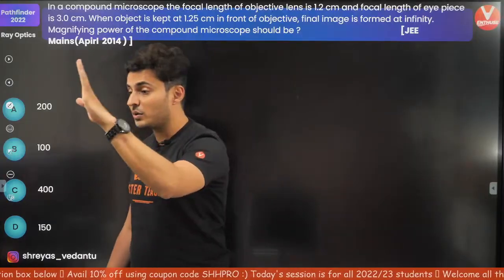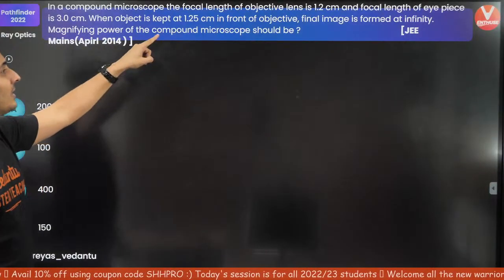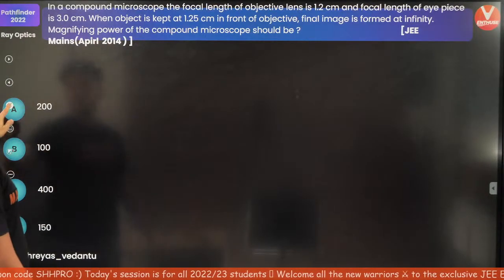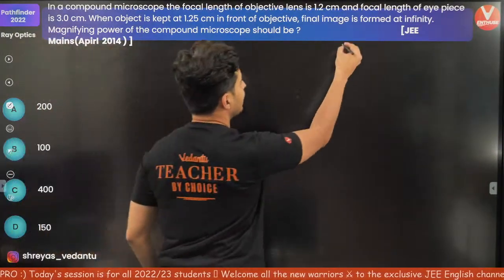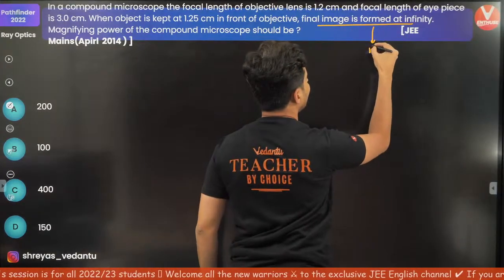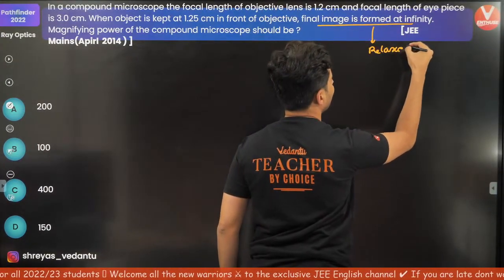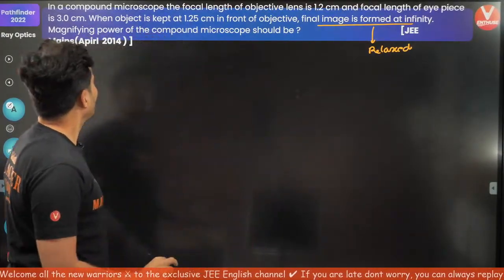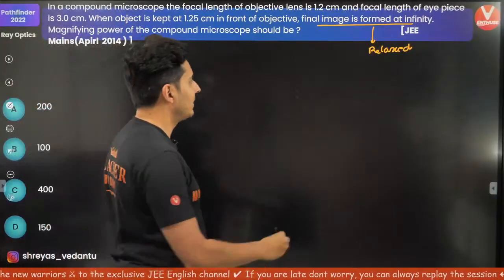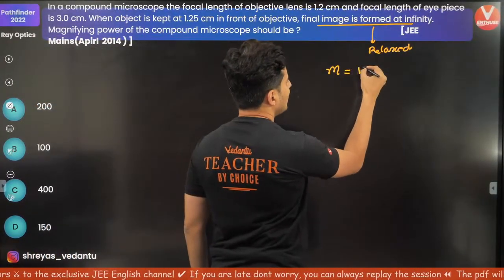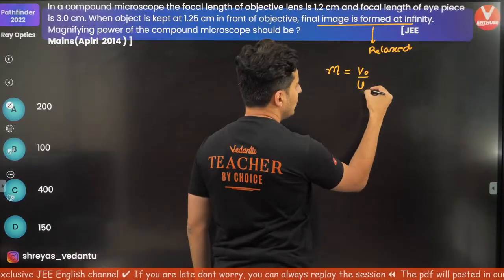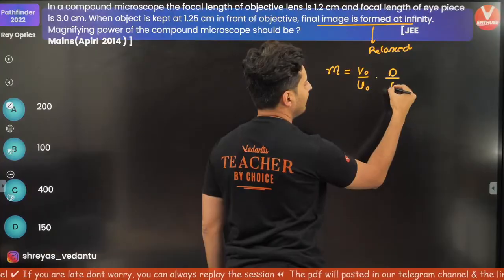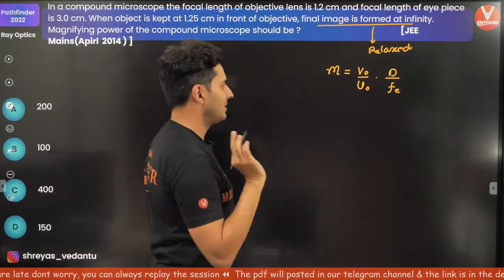Now, if you look at the question carefully, it is clearly mentioned that the final image is formed at infinity. If the final image is formed at infinity, the first thing you should understand is that the eye is basically relaxed. That means if I want to find the final magnifying power M, when I use the formula VO by UO, I should not use 1 plus D by F. I should just use D by F. This F is obviously the focal length of the eyepiece.